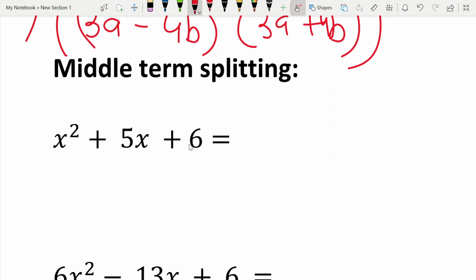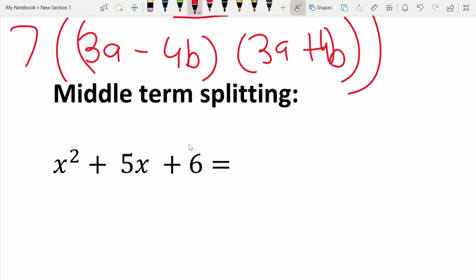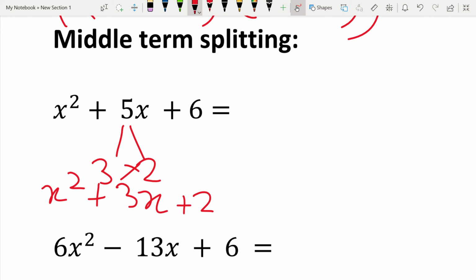The next one is middle term splitting. How are we going to do this? Give this a go by yourself. Good job, I hope you've given it a go. Let's move on. Divide 5 into two numbers which multiply up to 6 times. There is no coefficient over here, so it's going to be times 1. So 6 times 1 is 6. So divide it into two numbers which multiply up to 6. So we've got 3 and 2, obviously. So it's going to be x squared plus 3x plus 2x plus 6.